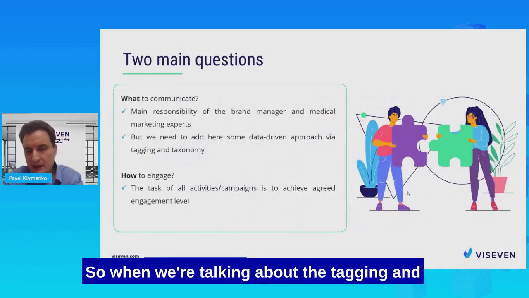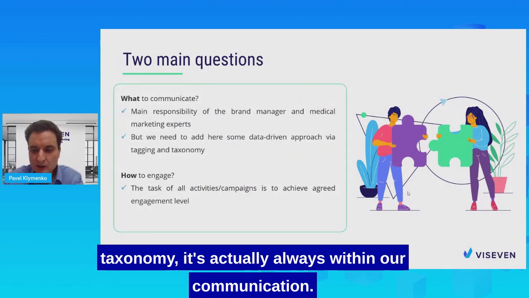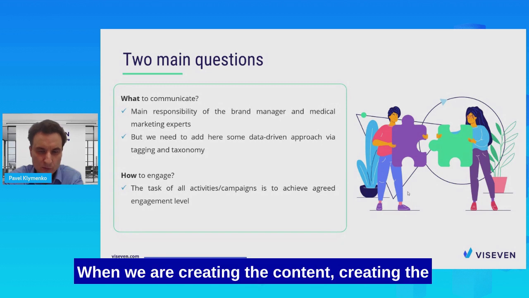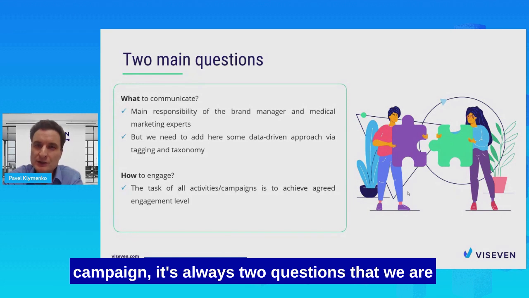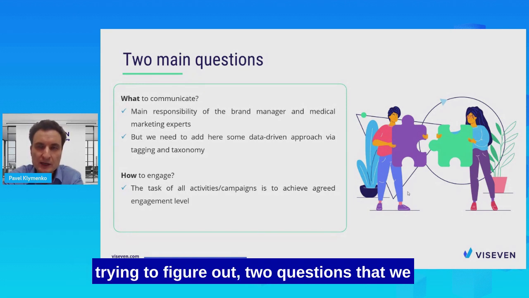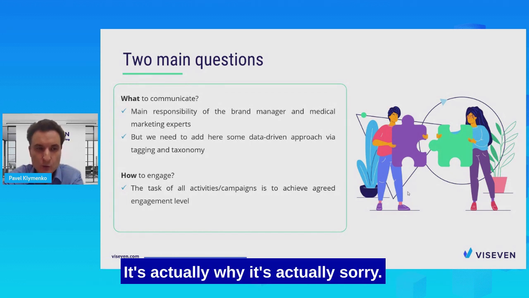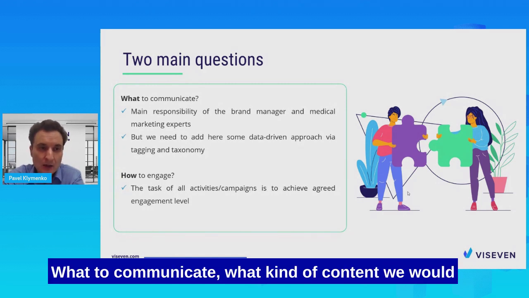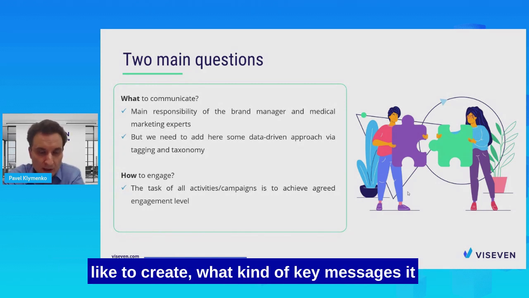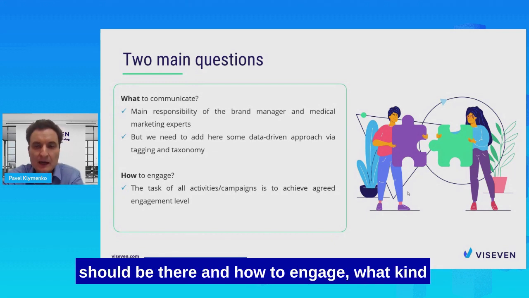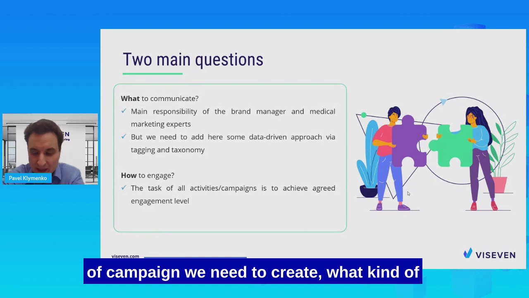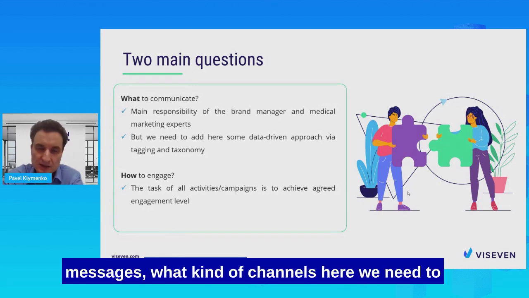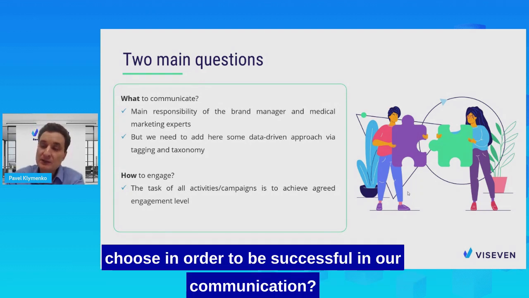So when we're talking about tagging and taxonomy, it's always within our communication, when we are creating content, communicating, creating a campaign. There are always two questions that we are trying to figure out, two questions that we need to have clear responses to. It's actually what to communicate, what kind of content we would like to create, what kind of key messages there should be, and how to engage. What kind of campaign we need to create, what kind of messages, what kind of channels we need to choose in order to be successful in our communication.